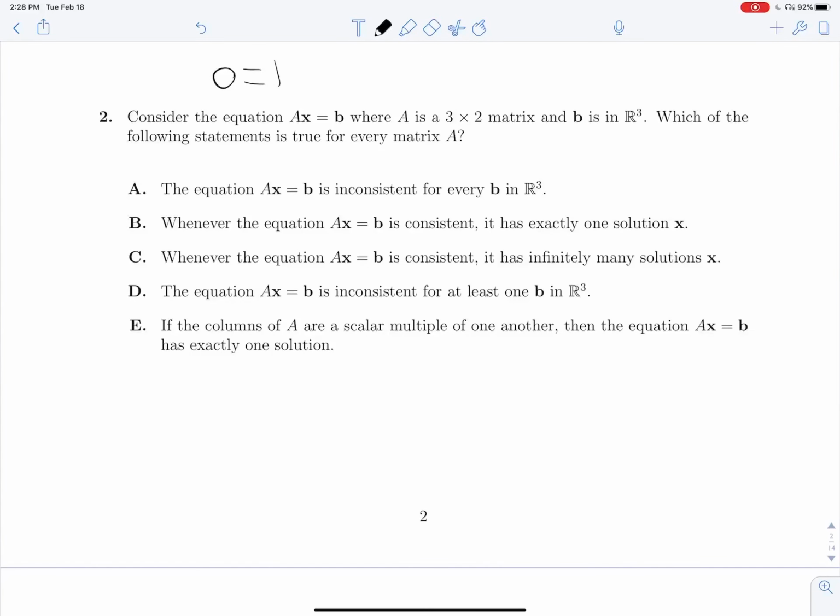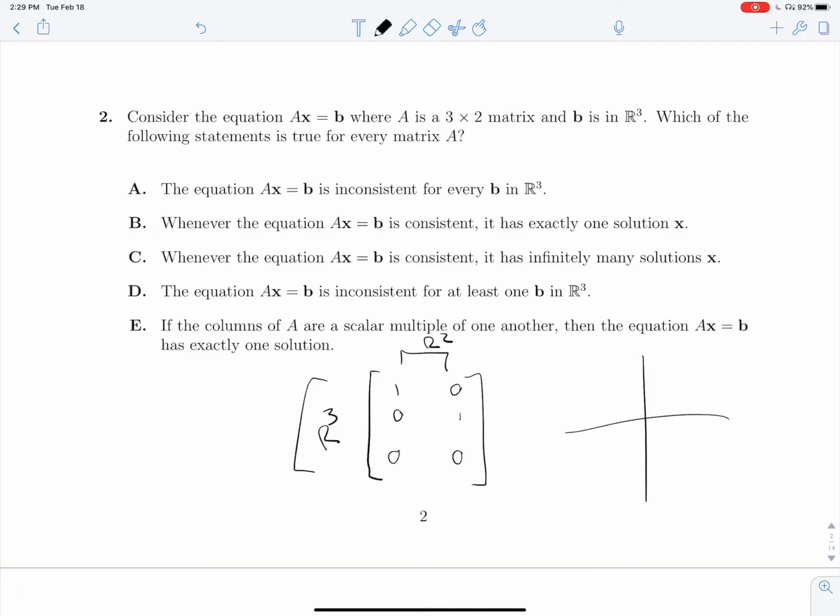Question 2, consider the equation AX equals B, where A is a 3 by 2 matrix and B is in R3. Which of the following statements is true for every matrix A? So let's take a look at what form A is going to be in. It'll have 3 rows. So I'll just make an example matrix here, 1, 0, 0, 0, 1, 0. And remember that we can think about these as the place in, so our output's in R3. You can see that with the 3 columns. Our input space is in R2. It's saying, where are we putting the basis vectors from R2? Where are we transforming those into R3?